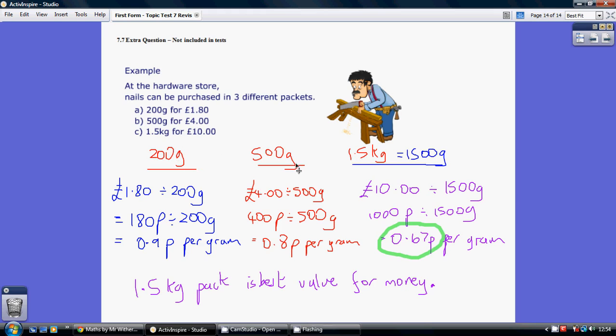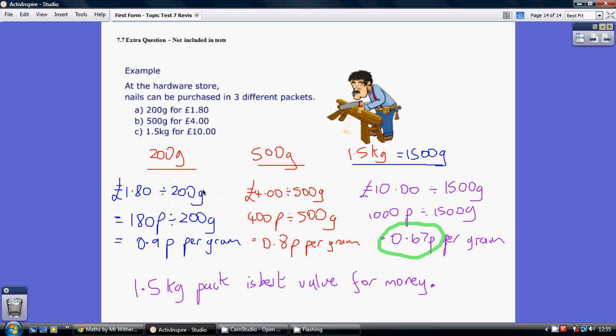So grams, grams. Let's convert this also into grams. There are 1,000 grams in a kilogram, so 1.5 kilograms is 1,500 grams. Now, let's go back to the 200 gram nails. £1.80 buys you 200 grams worth of nails. So how much would 1 gram cost you? Well, that's £1.80 divided by 200 grams.